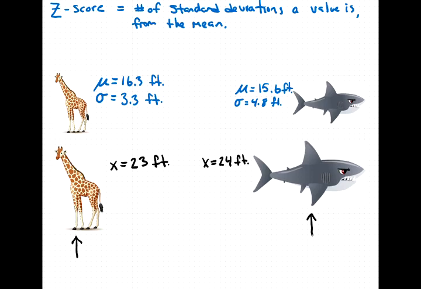Well, let's look at just the raw numbers. We'll look at the feet. So if we look at the difference between 24 feet and the average of 15.6 feet, well, that shark is 8.4 feet above average.